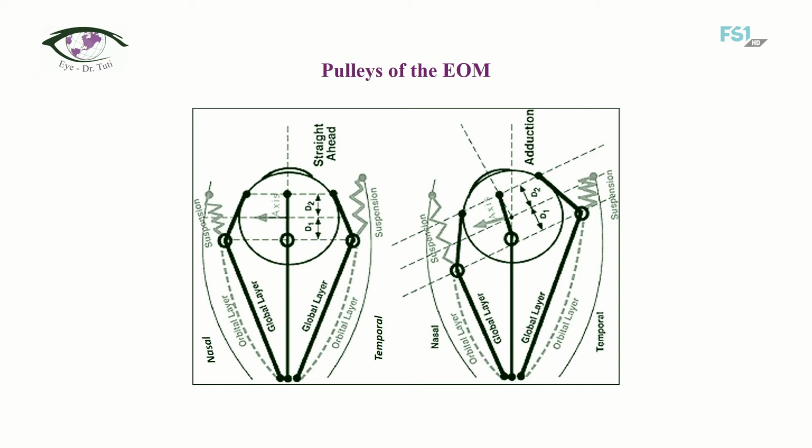The paths of global layers in this photo you can see in black lines, and orbital layers inserting in pulleys are shown in gray, and pulley suspensions are also shown in gray in a zigzag shape.